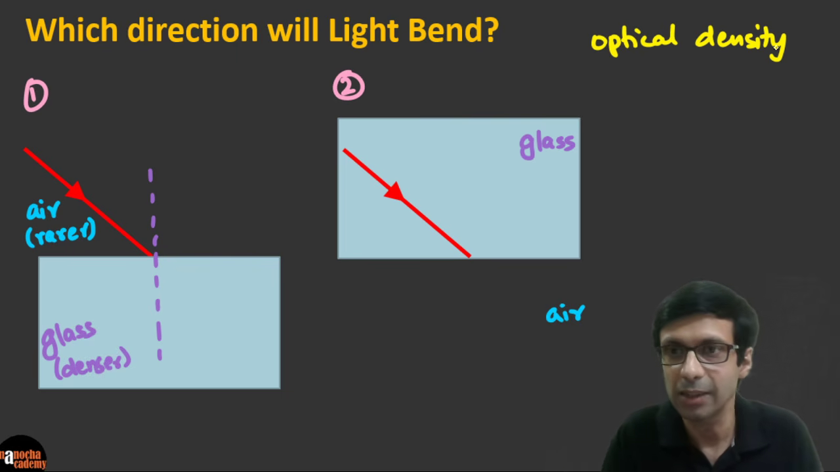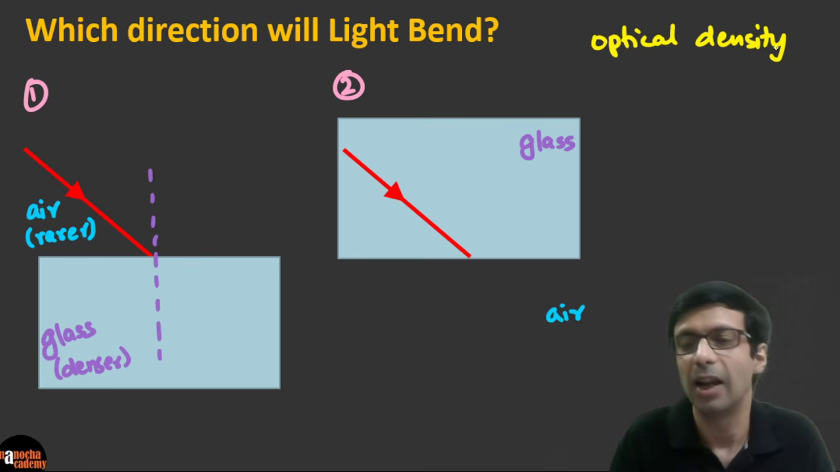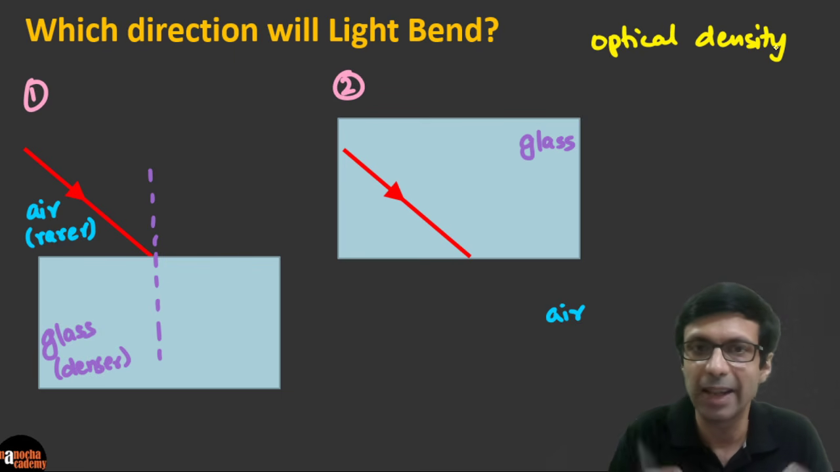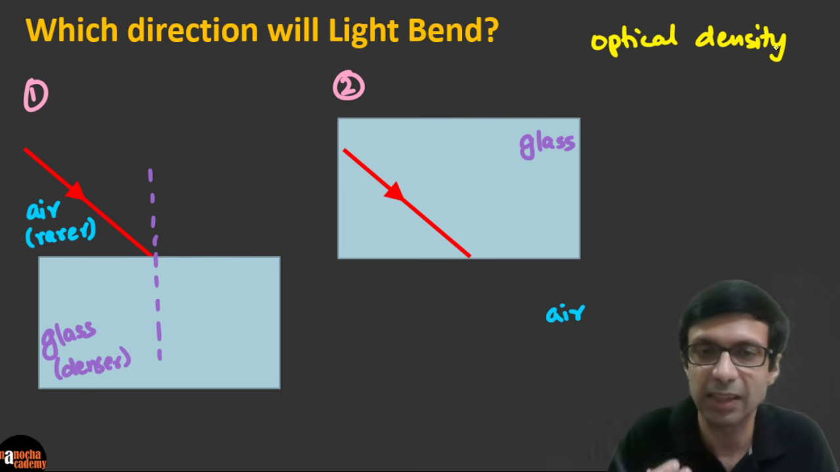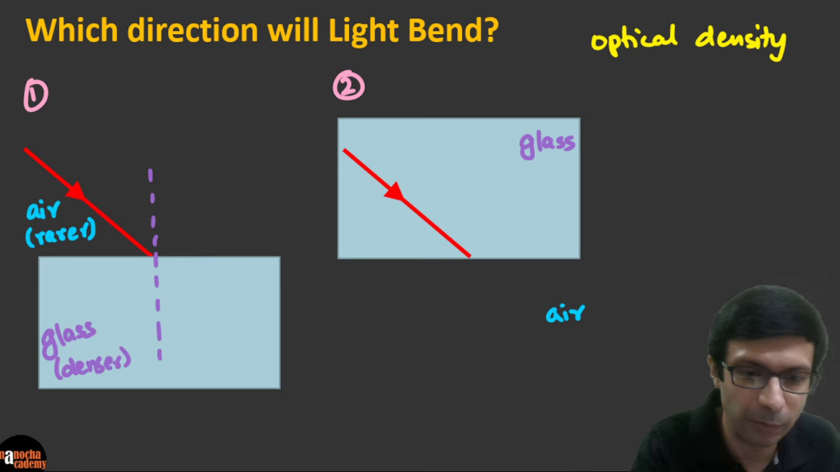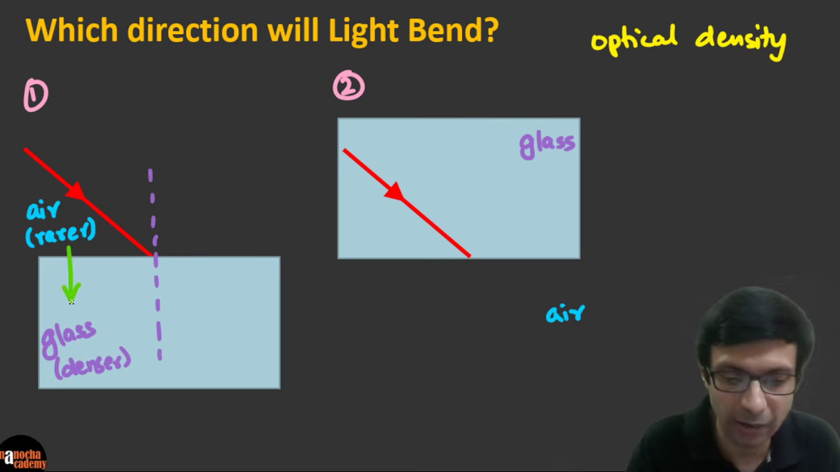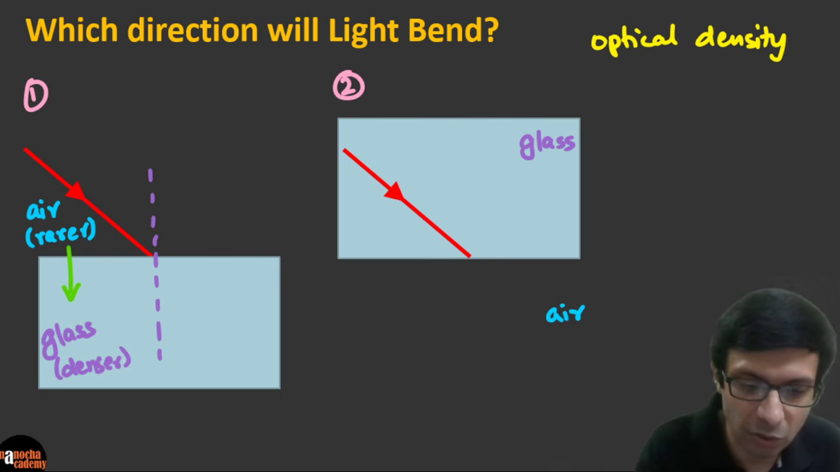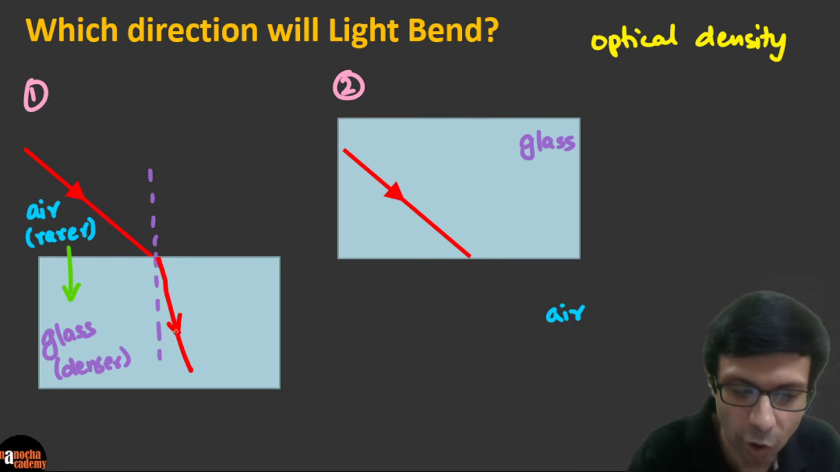And when it hits glass, glass is a denser medium. It's easy to remember: glass is a solid, and air is a gas. So when light hits glass, the optical density is higher, so light slows down. The rule is that when light goes from a rarer to a denser medium, as you can see here, it will bend towards the normal.